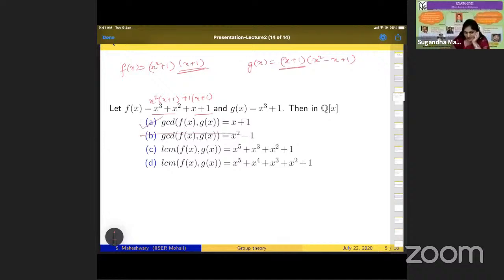So this is the correct answer. And once this is correct, this has to be, because it is the GCD, right? GCD is always unique. And for the LCM, you have two choices. Of course, only one of them can be correct. For LCM, what do you have? X plus 1 times x square plus 1 times x square minus x plus 1. Have I written it correctly? Yeah. So now you can compute what it turns out to be. This has to be of degree 5. And by computing, you can find out the answer turns out to be this, right?